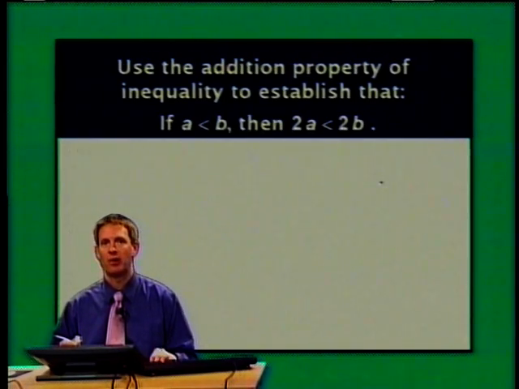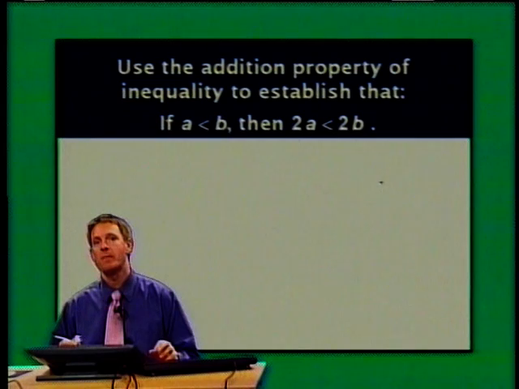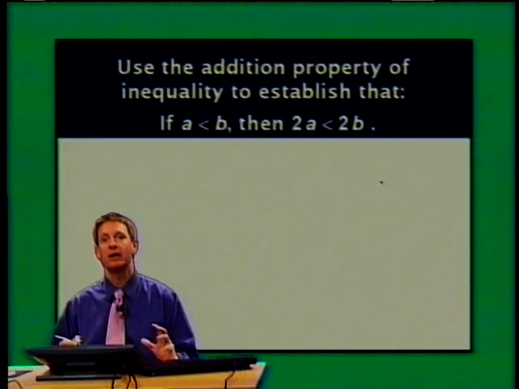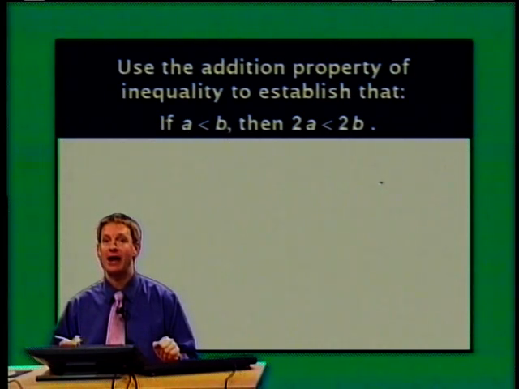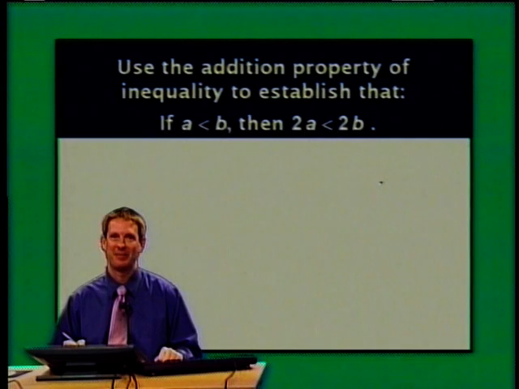Let's use the addition property of inequality to establish that if a is less than b, then 2 times a is less than 2 times b. This is going to be sort of like a proof. You don't need to worry about ever having to replicate what I'm about to do. I'm just going to try and convince you that it's really true that if a is less than b, then 2 times a is really less than 2 times b. Candace is going to do something later on to try and convince you of something that's a little more startling. So we're going to start off with this comfortable example here.